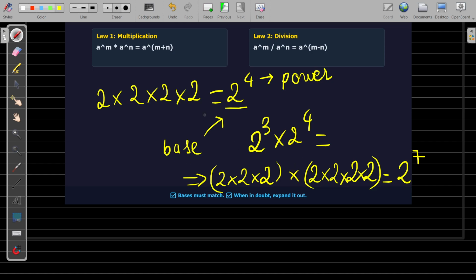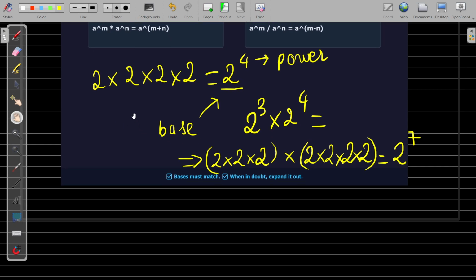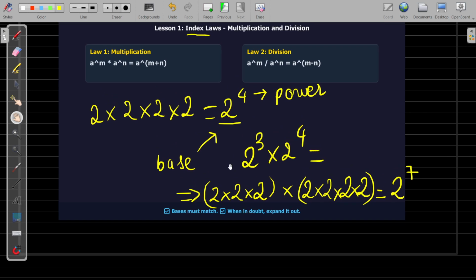Let's look at the original indices. We have 3 and 4, and looking at the answer, that is 7. To recheck, we want to see whether 3 plus 4 equals 7, and that should be very obvious. 3 plus 4 equals 7. So our rule right here: a to the power of m times a to the power of n equals a to the power of m plus n.